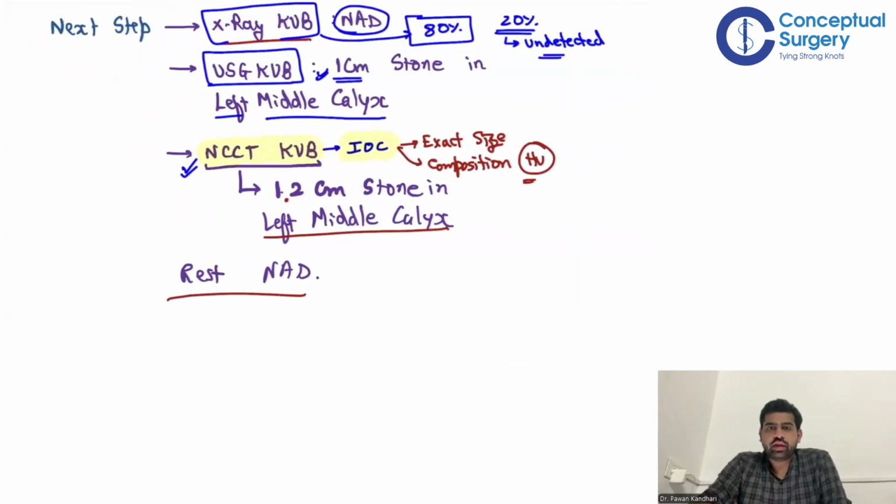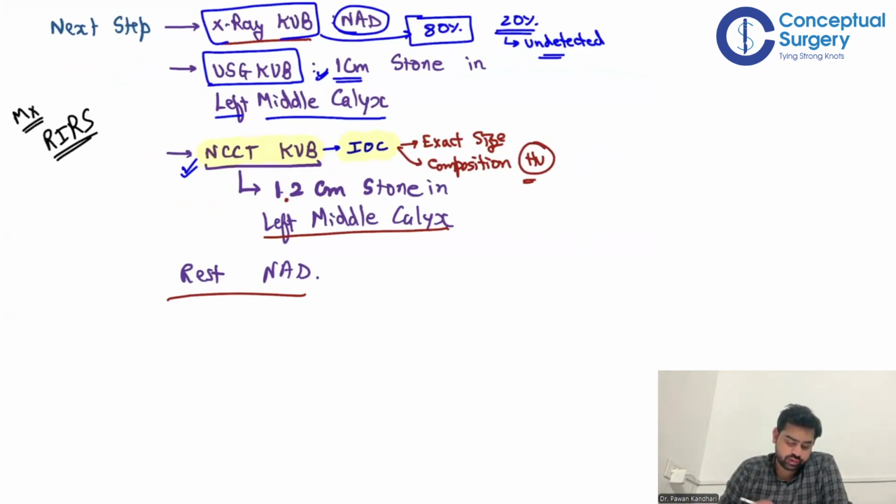So how are you going to manage this particular patient? Anybody? Vikesh, can you unmute yourself? Let's interact a bit. How are you going to manage these particular patients? In these patients, what you have to perform is something called an RIRS. The management of this particular patient is RIRS.